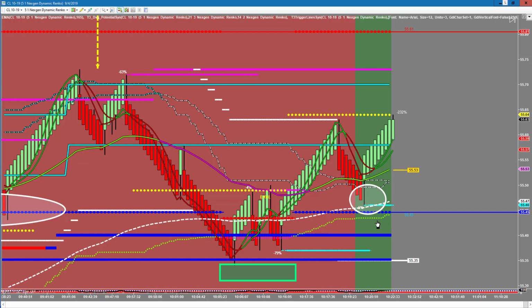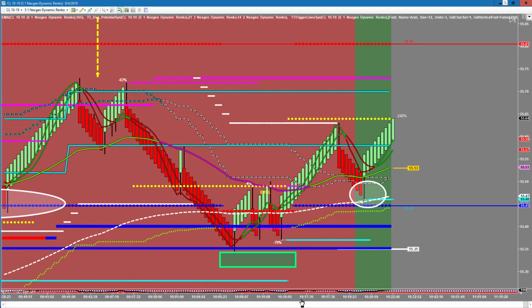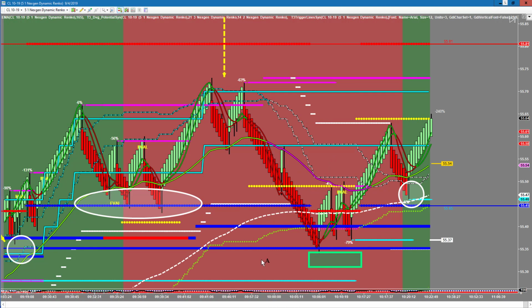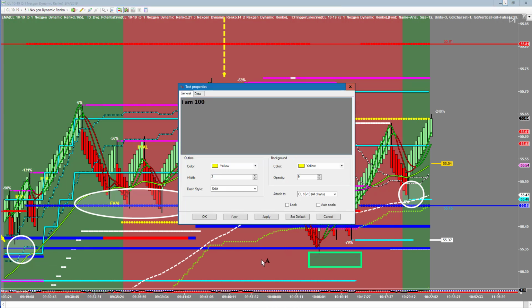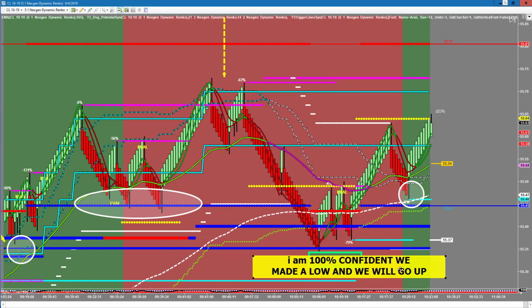Again, it's not a high probability look on the 14-2 chart, but that's just one trade, right? There's other trades that you guys are going to get when you know for sure. I am 100% confident we made a low and we will go up. Now, not guaranteed that it's going to happen, but the confidence of knowing how to read your indicators. When you're confident that you have made a bottom, you can start to be a little bit more assertive on some entries.